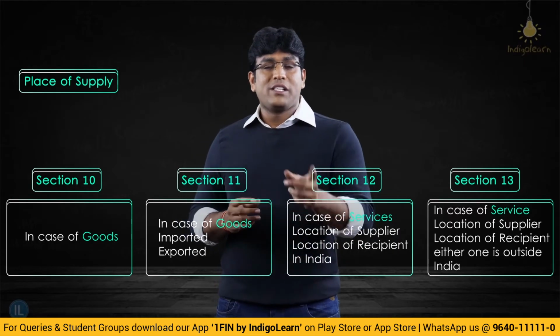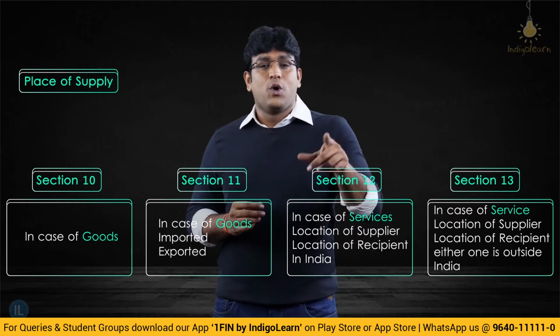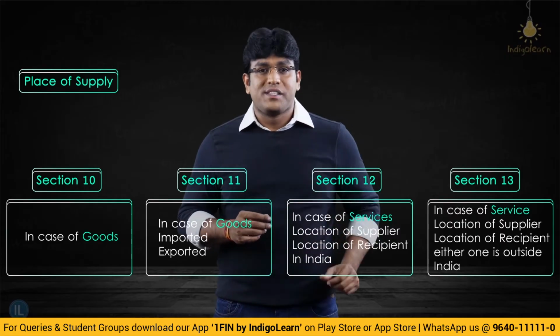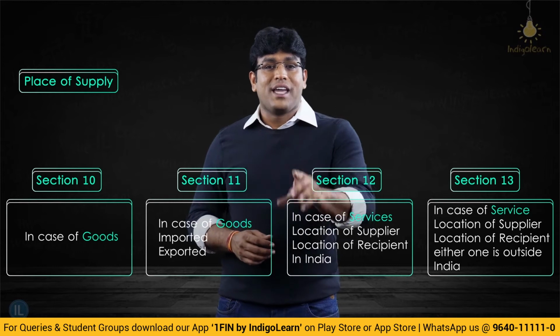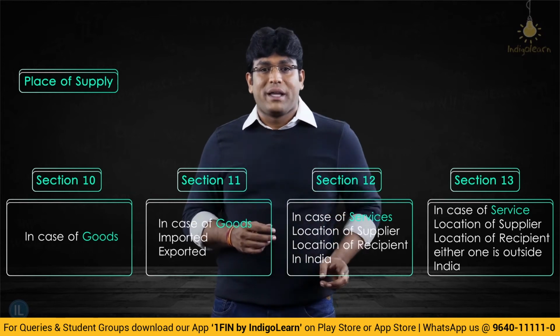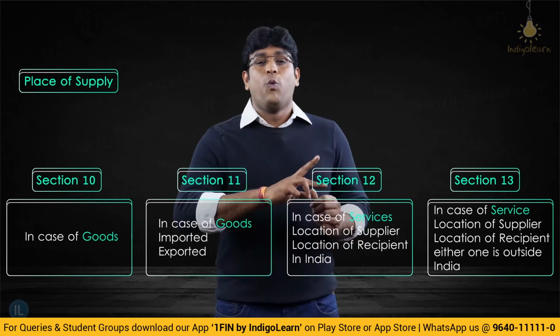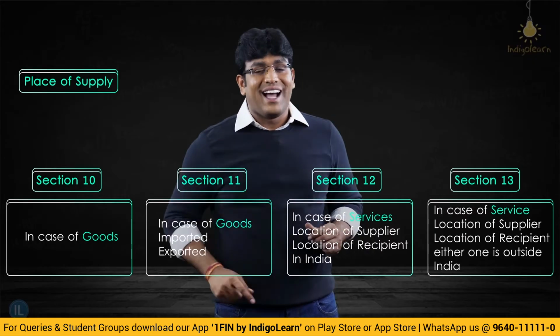Section 12 deals with place of supply in case of services when the location of supplier and location of recipient are both in India. Section 13 deals with place of supply in case of services when the location of supplier or location of recipient, one of them, is outside India.